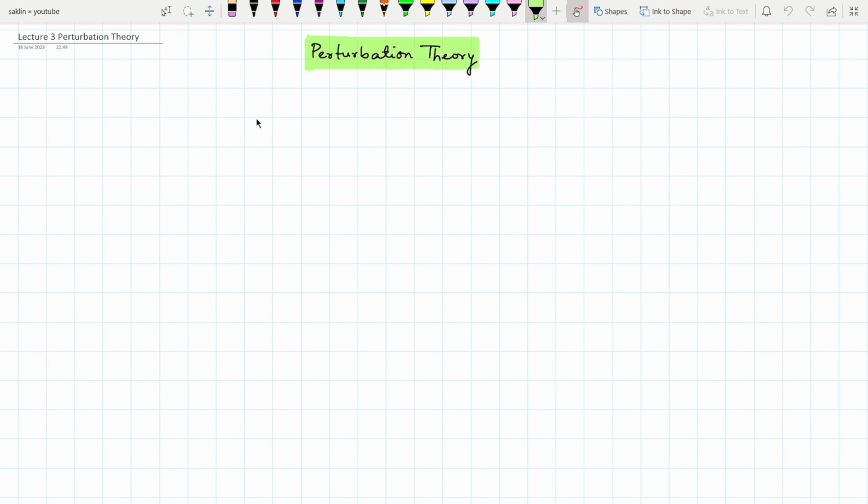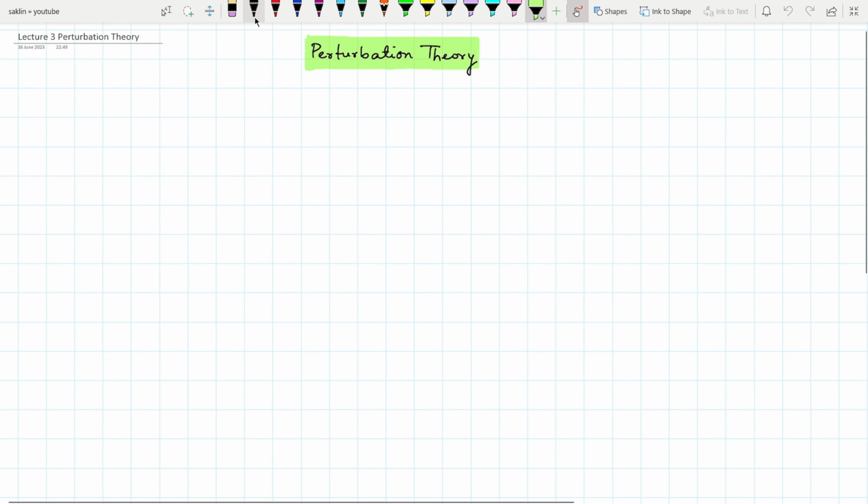Today's lecture is on perturbation theory. Perturbation theory is a very important topic in quantum mechanics. It is very important for M.Sc students and also CSIR NET aspirants. From this portion we can get many questions in the CSIR NET exam. What is perturbation theory? Perturbation theory is an approximation method in quantum mechanics.